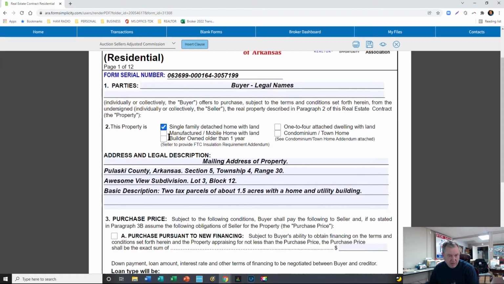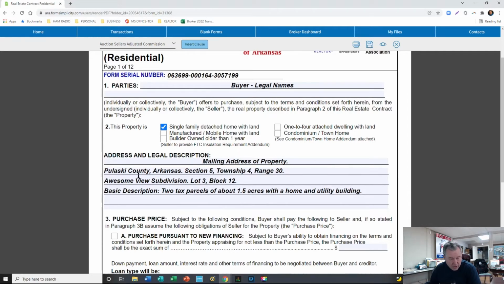Single family home, manufactured home, builder owned more than a year, 1 to 4 attached dwellings with land or condominiums. Typically we're going to do single family homes, and that's a regular home detached with land. Legal address and legal description. The mailing address of the property.